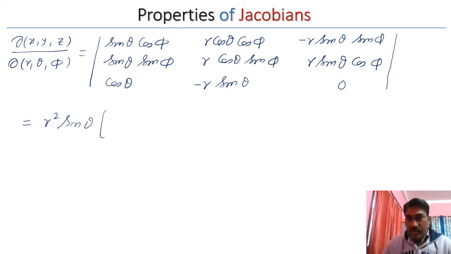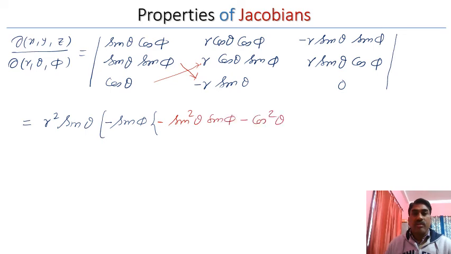So only sin phi will be here, so minus sin phi, and open the rest of the elements. This is sin square theta sin phi; you already know how to open. Once we open with this sin phi, this is sin square theta sin phi and then cos square theta sin phi. So you will get minus sin square theta sin phi minus cos square theta cos phi. This is what you got with the first element in the third column.